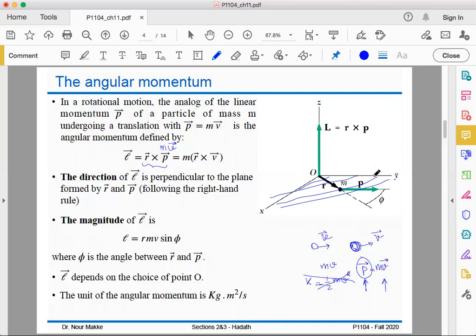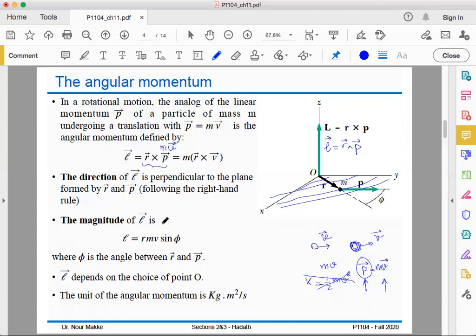The plane formed by these two vectors is XY, and the perpendicular to XY is the Z axis. And so this is why, for example, in this particular case, the angular momentum L of this particle, which is equal to R cross P, is along the Z axis. And the magnitude of the angular momentum is given by the magnitude of the first vector times the magnitude of the second vector times sine of the angle between the two vectors.